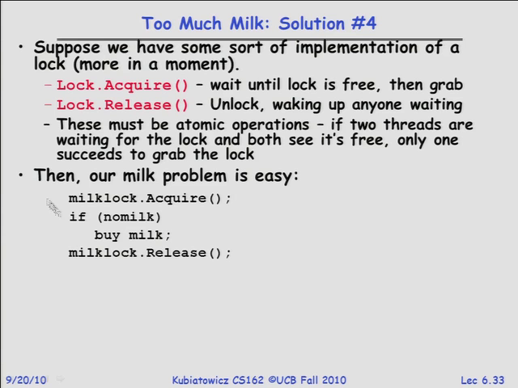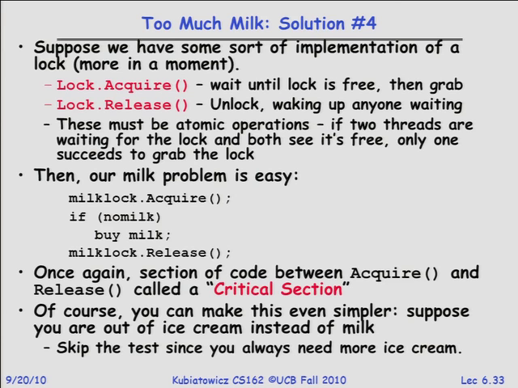What we notice is that if multiple roommates simultaneously try to look at the milk, only one of them will get past acquire. The rest of them will be sleeping until the first one goes through the buy milk, releases, and then the next one can go through and so on. So we only have one going through the critical section. Once again, we have our critical section, which is the thing between acquire and release. And of course, you can make this even simpler. I suppose we should have started with this one: if, just buy ice cream. It doesn't matter if there's too much of that.